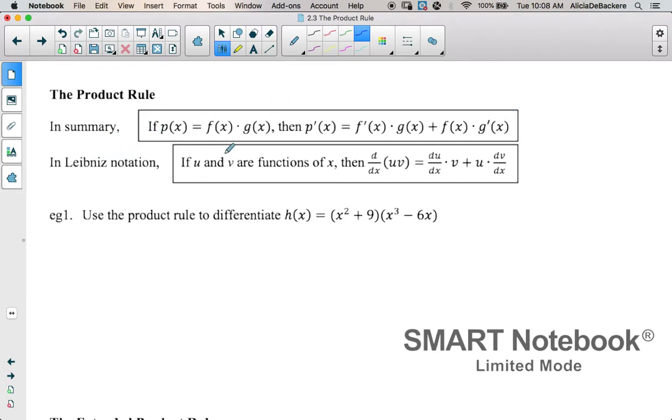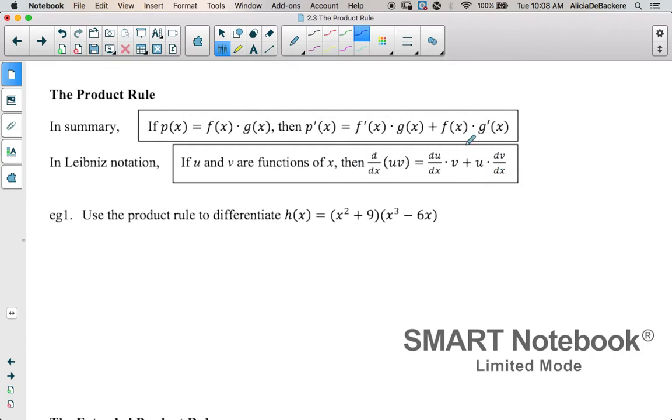In Leibniz notation, if we have functions u and v, and they're both functions of x, so it'll be like u equals some stuff with x, and v equals some stuff with x, then we would say that the derivative of u times v in terms of x is equal to the derivative of u in terms of x times the original function v plus the original function u times the derivative of v in terms of x.